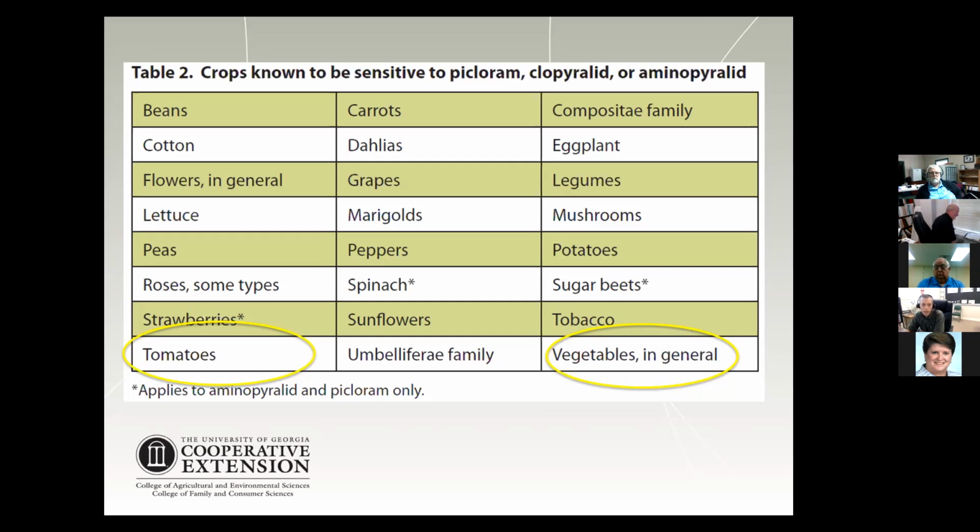Tomatoes are very, very sensitive to these herbicides. In fact, they could even be used as an indicator plant in a garden. If you put manure in there and you want to see, well, is it safe or not? That tomato plant will let you know very quickly, within a few days or a week, if it's got some herbicides in it.